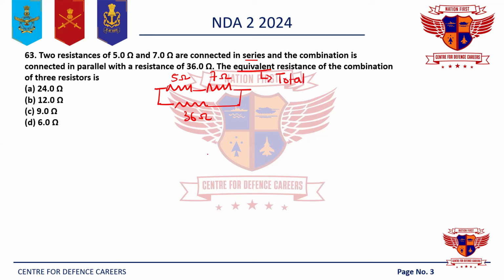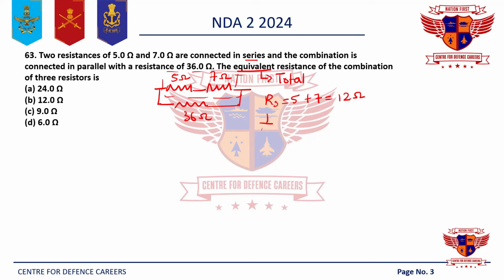Now we had done a very similar problem in our classroom, so let's look at the solution. First of all, we'll start by solving these two series resistances. So we get series resistance Rs equal to 5 plus 7, that is equal to 12 ohms. Now these two resistances are connected in parallel.